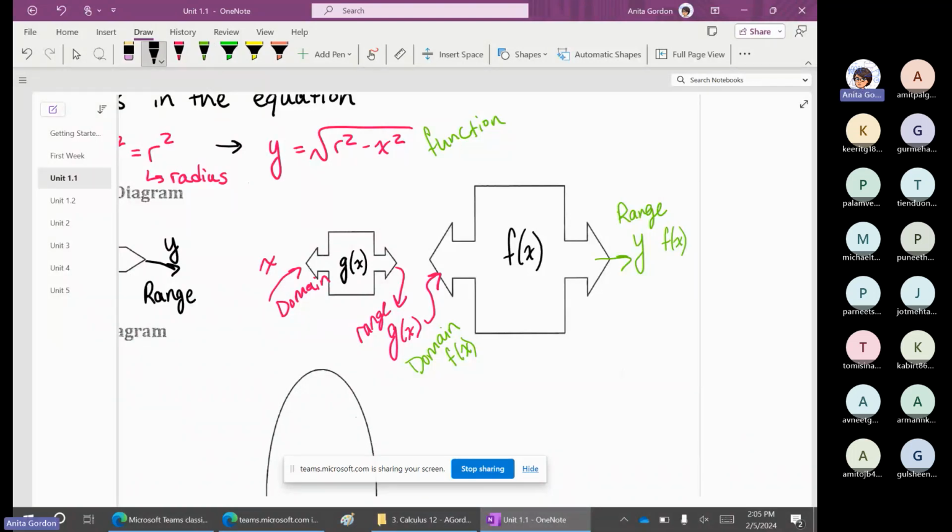We call the input independent, and we call the output dependent. So far, so good? All right.